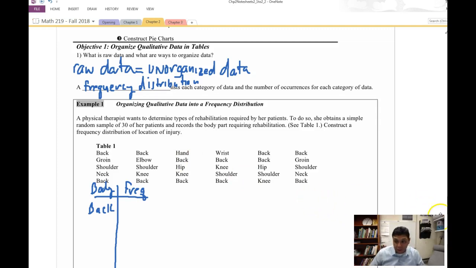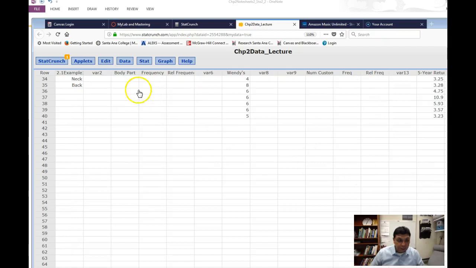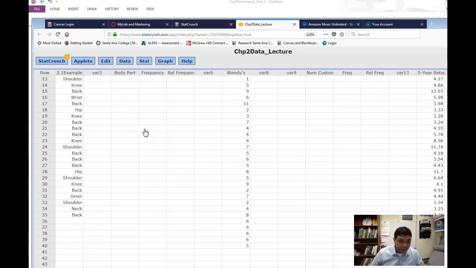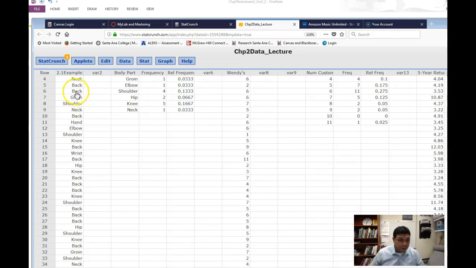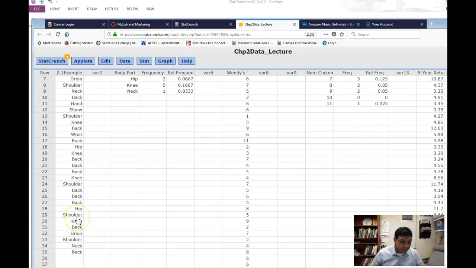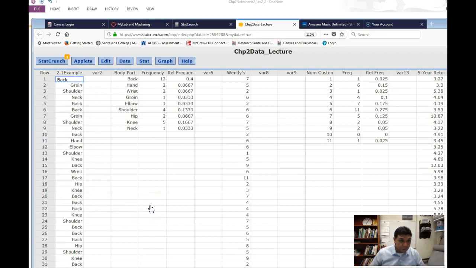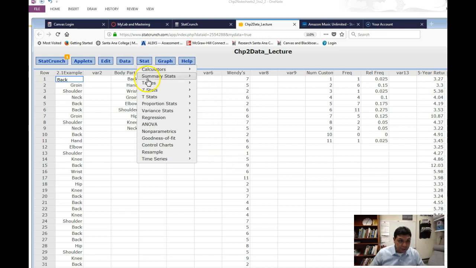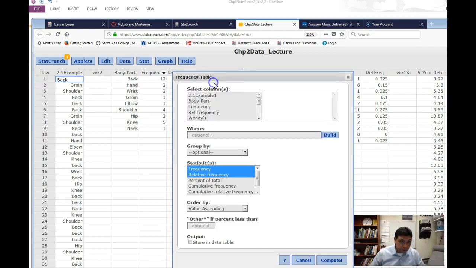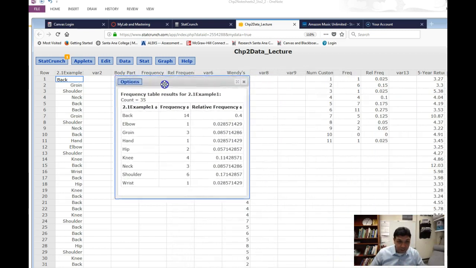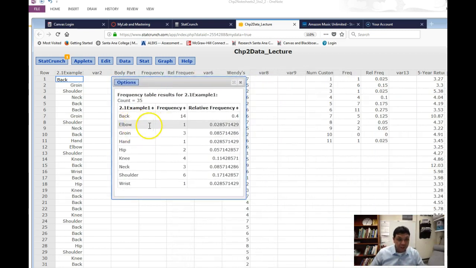A way to organize that thinking would be here, where I have the raw data entered in for this first example. You can see all this information. And what you would do using technology is use StatCrunch, Stat, Tables, and then Frequency. And then I want to make it of that first example, and that's it. And then you compute. And what comes up is this table right here. And so you can see the back would come up 14 times, elbow 1, groin 3, and so forth.